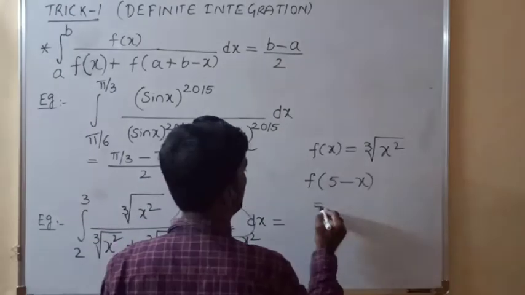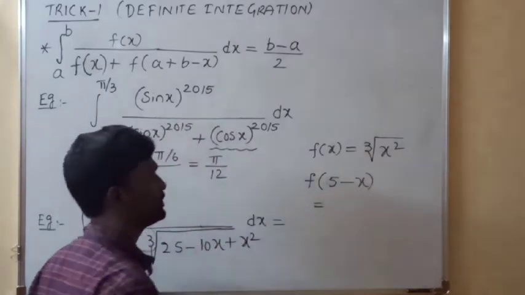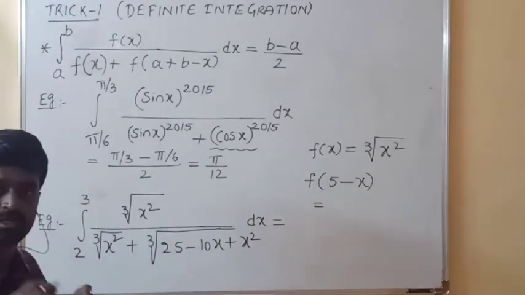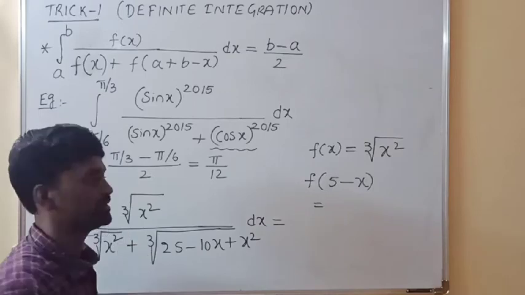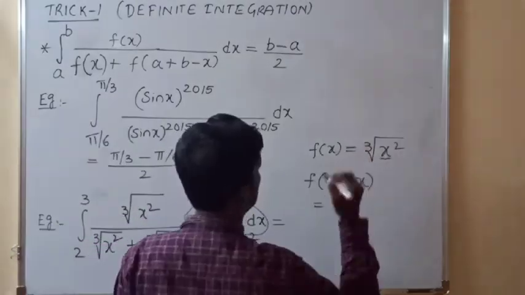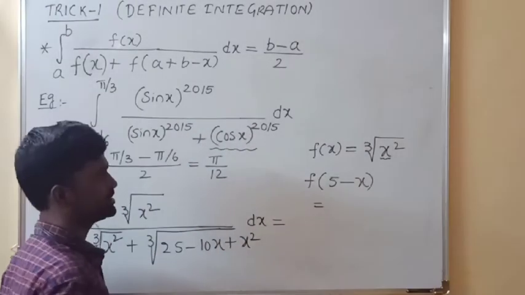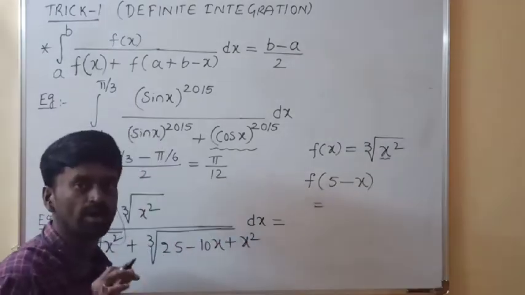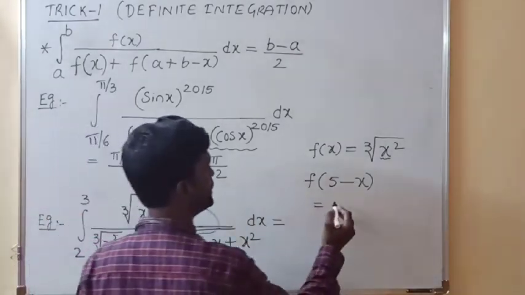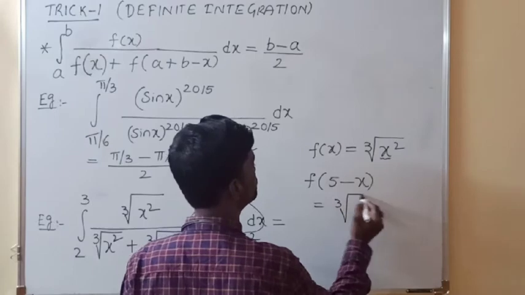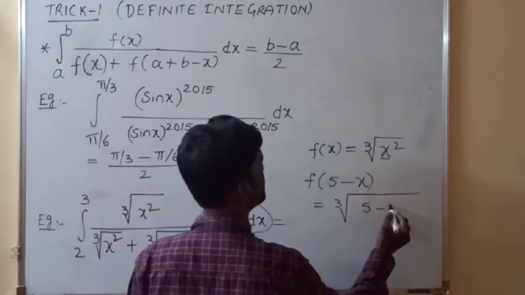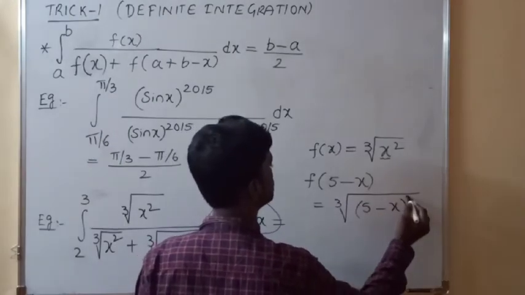So if it is f of x, then how do we find f of 5 minus x? Just replace x by what? 5 minus x, to get f of 5 minus x. Okay, so it is equal to the cube root of (5 minus x) whole square.